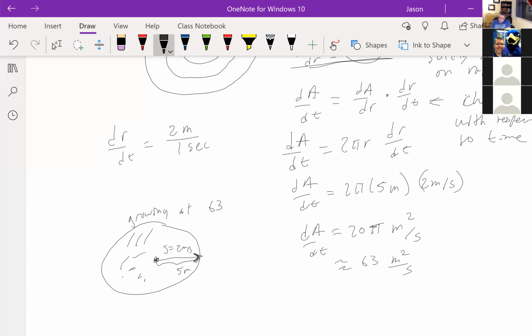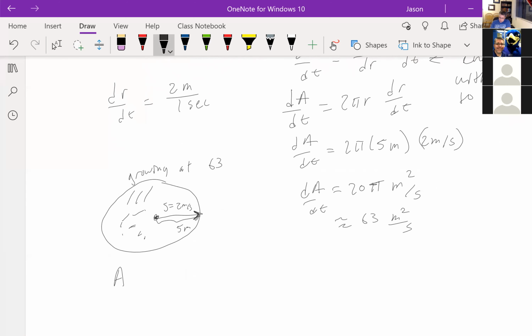So the area is not 63 meters per second. That's not the area when r is equal to 5. If I want to find out what the area was when r is equal to 5, I can just plug it in, that's the easy way. Just go 5 squared. I want to know how fast this is growing every second. Well, this is growing at 63 square meters every second. So in the next second, it should be growing 63 square meters.